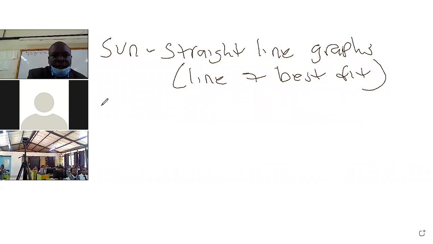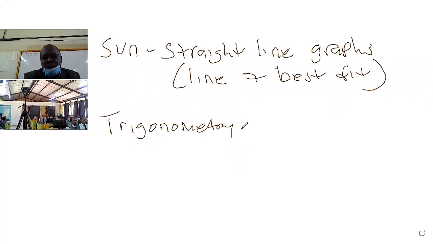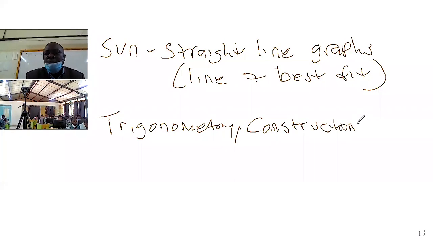Apart from graphs now, we've got trigonometry, which we know comes up in Form 2, in Form 3, and in Form 4. So trigonometry is also another topic whereby you can build confidence, that is working from the known. Then you could also go to constructions, which are also simple ones to work on. They are not very challenging.